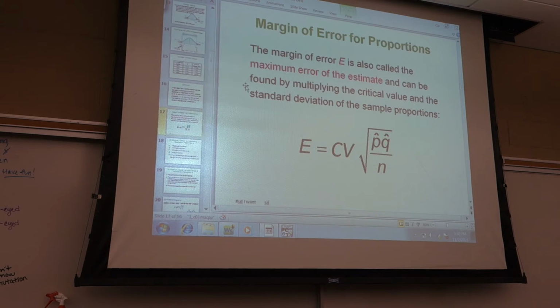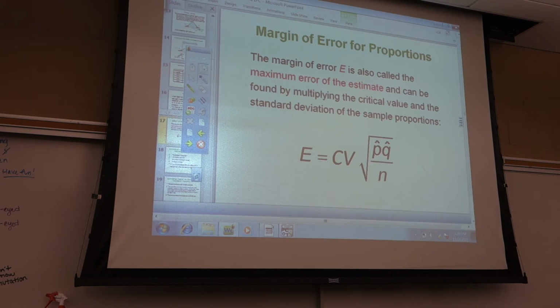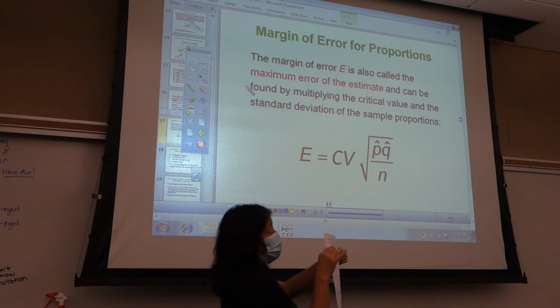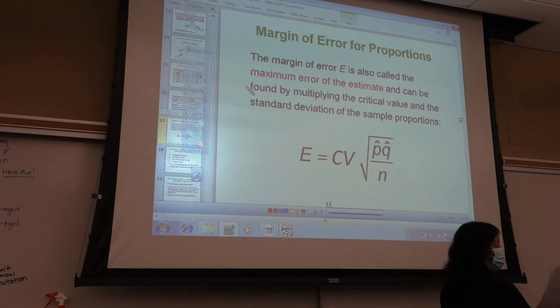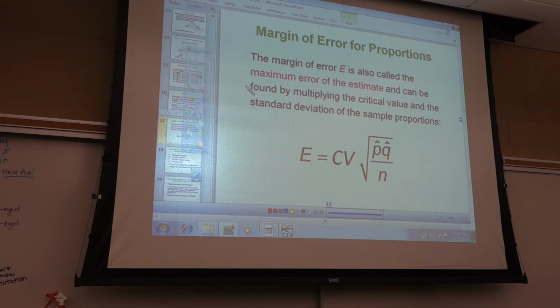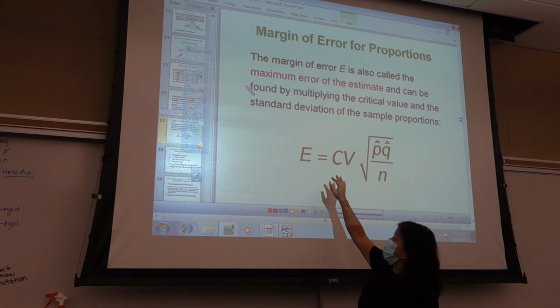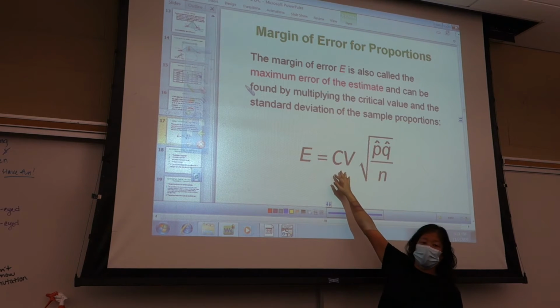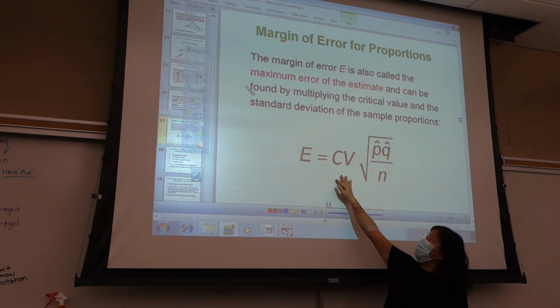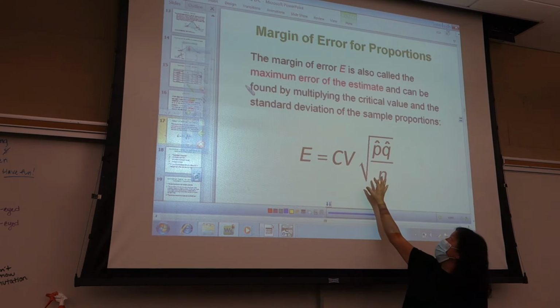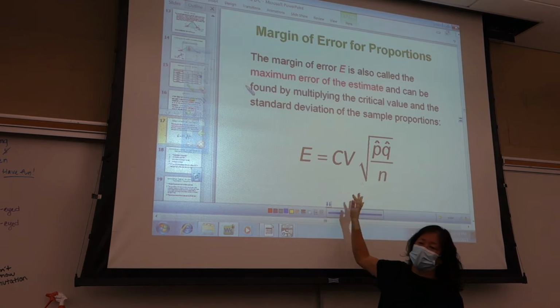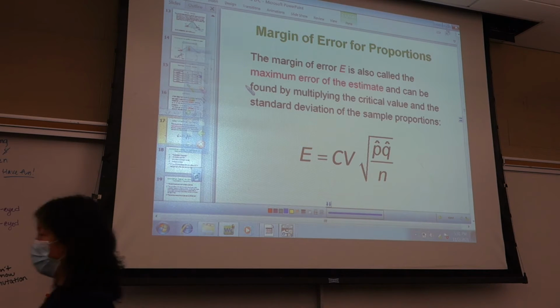How do you find it? Just like this. So you're filling this into your sheet, right? Filling in the blanks. Margin of error E, also called the maximum error of the estimate. How do you find it? You take the critical value, the number of standard deviations that you want to go in either direction, and multiply it by the square root of P hat Q hat over N, which is a standard deviation. This is our standard deviation for our population proportions.